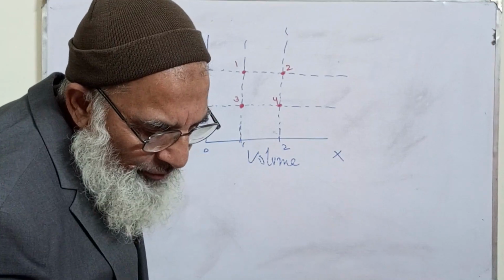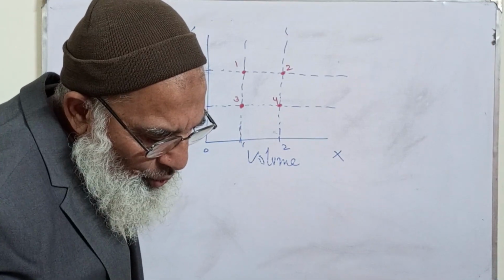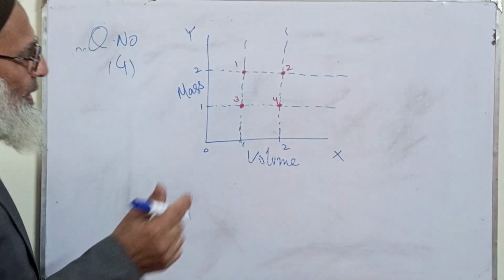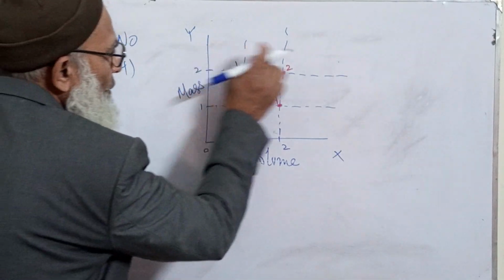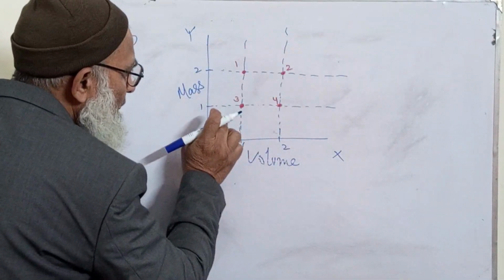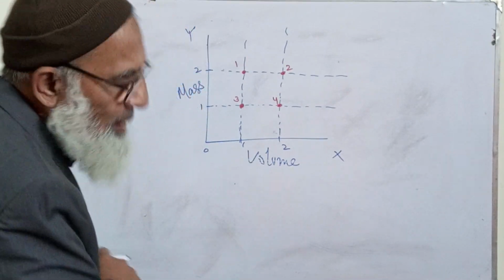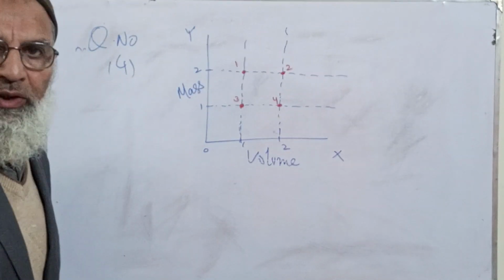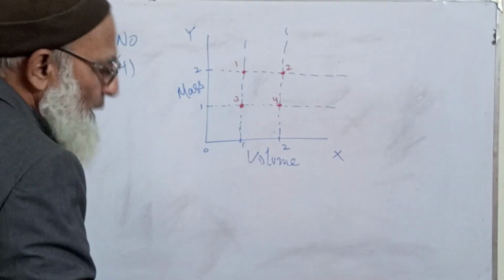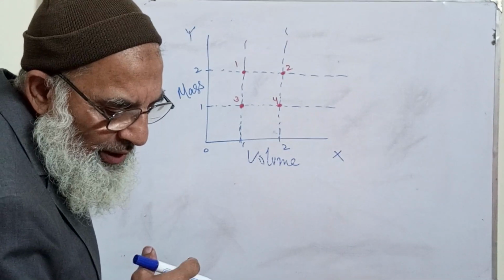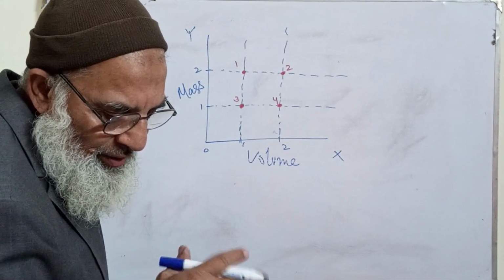Now what is asked over here? The graph shows the mass and volume. Which 2 objects have the same density? Which 2 objects? 1 and 2? 2 and 3? 3 and 4? Or 4 and 1? Yes, this is a multiple choice question again. The options are A: 2 and 3, B: 1 and 4, C: 2 and 3 and 4.